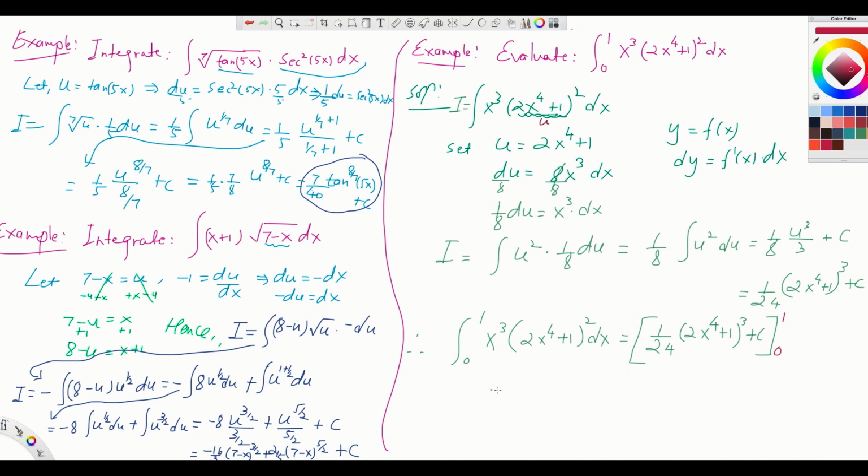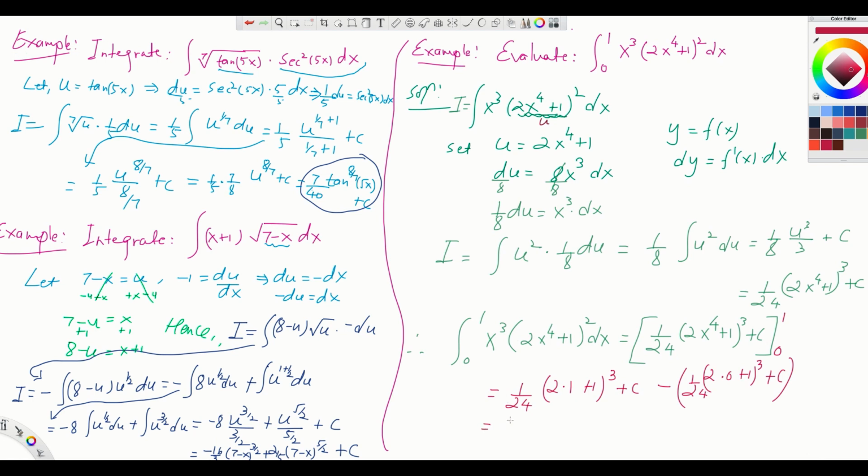So what you get is 1 over 24 times (2 times 1, because 1 to the 4 is 1, and then plus 1) cubed plus c. I plug in 1 and then I would do minus, I'll plug in 0: 1 over 24 times (2 times 0 plus 1) cubed plus c. That's what I get, right? I plug in 1 for all the x's and write non-x terms as they are. And then minus, and then plug in 0 for all those x terms. And if there is no x there, you just copy that, okay?